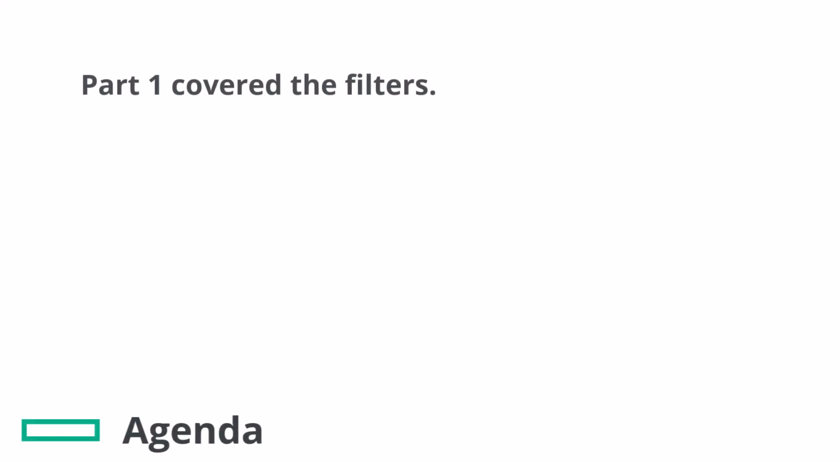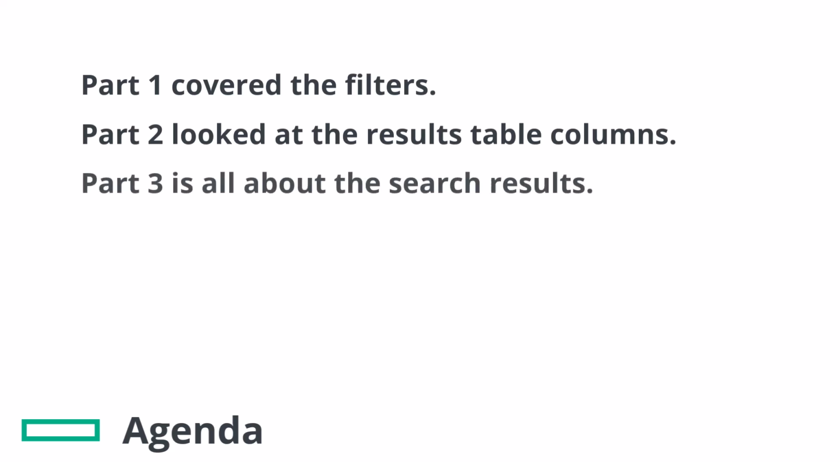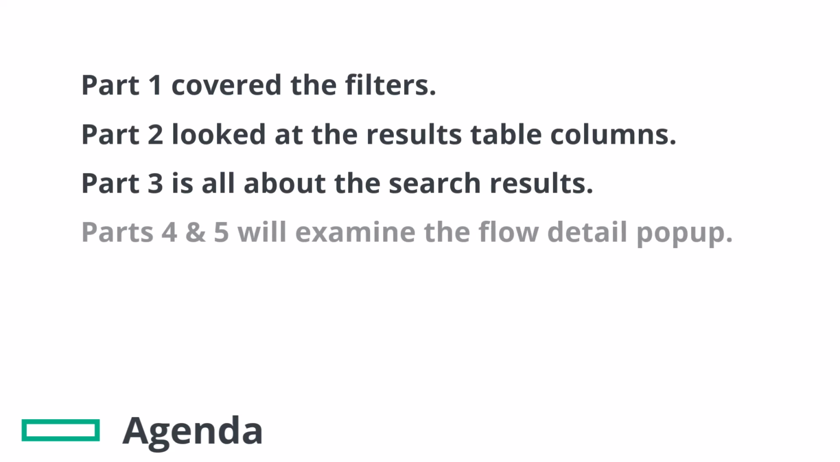In Part 1, we looked at all the various filtering options available in the Monitoring Flows report. In Part 2, we went through the default column headings in the results table and what they mean. Now we'll examine the results of a search and dig into the information, or you can skip to Part 4, where we'll look at the flow details pop-up.